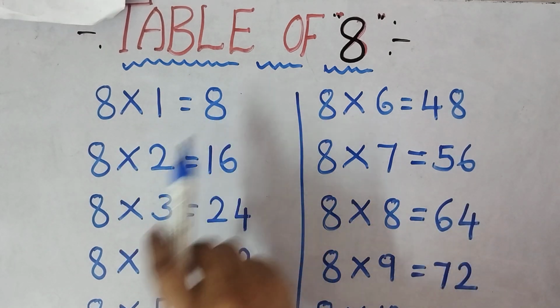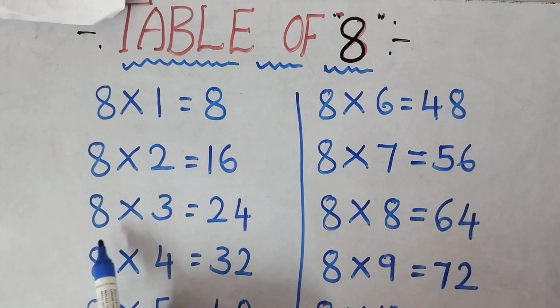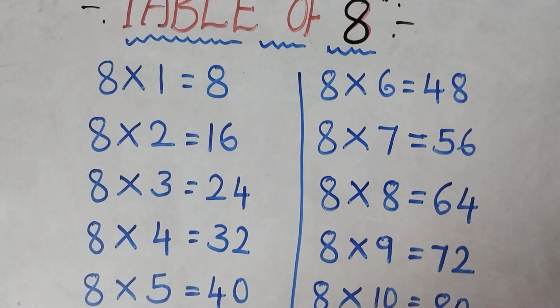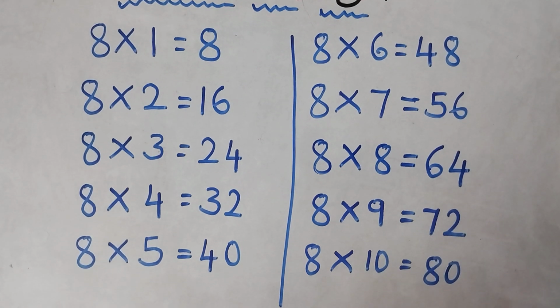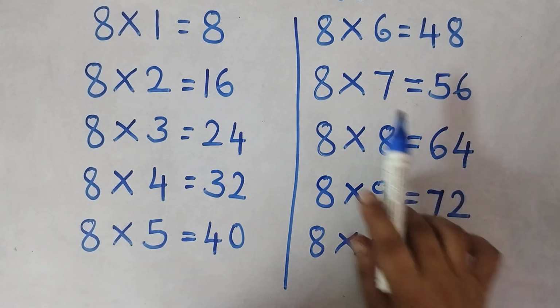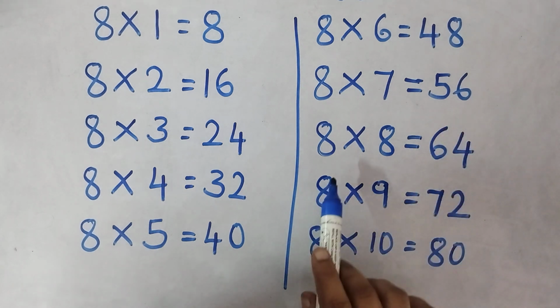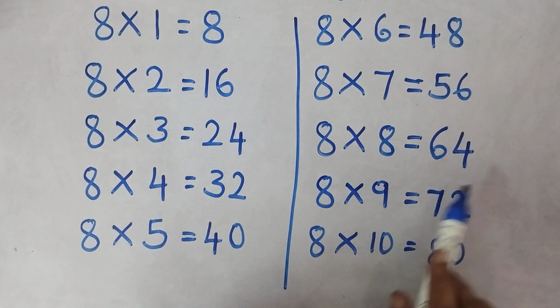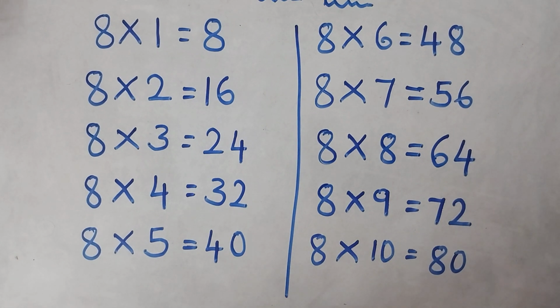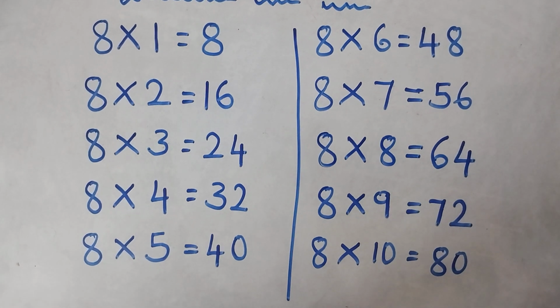8 ones are 8. 8 twos are 16. 8 threes are 24. 8 fours are 32. 8 fives are 40. 8 sixes are 48. 8 sevens are 56. 8 eights are 64. 8 nines are 72. 8 tens are 80. So, like this we have to practice the table of 8.